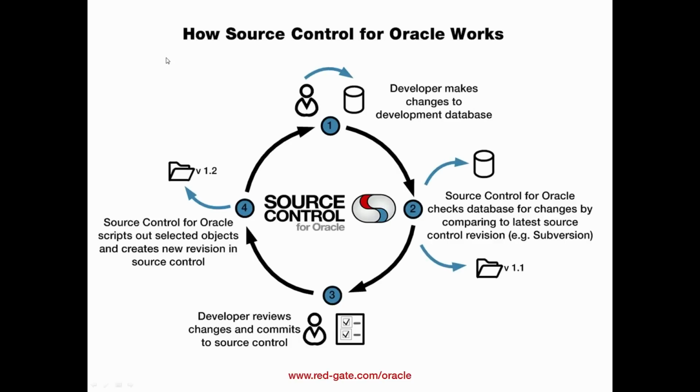Okay, so just as a recap, what Source Control for Oracle is doing is it allows developers to make changes to the database. Source Control for Oracle is then working in the background, and it's picking up those changes that you've made to the database, and it's doing a comparison with what's in the source control repository, and it's identifying changes that you've made that you haven't yet checked in to source control. You can then review the changes, and you can then check these in to source control. And Source Control for Oracle, the product, is doing all of the hard work in scripting out these objects and creating a new revision for you in source control.